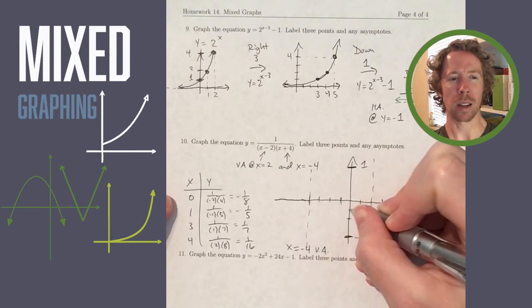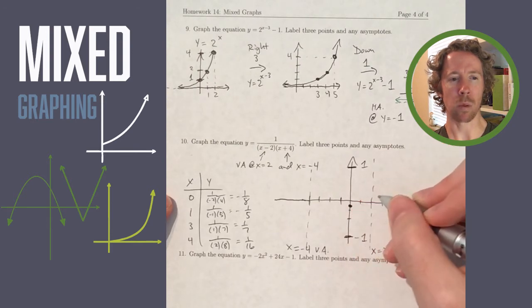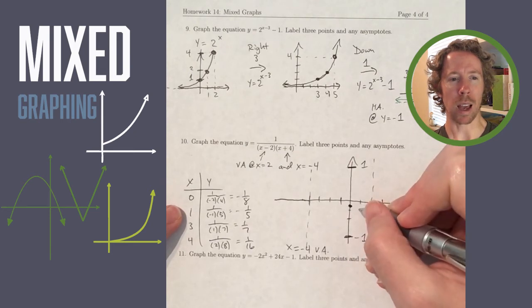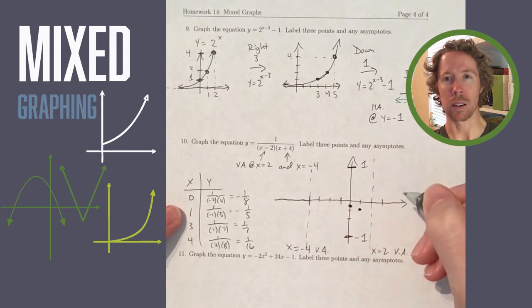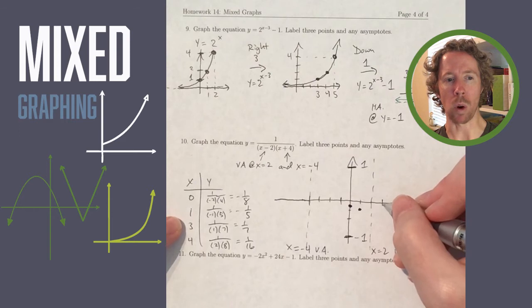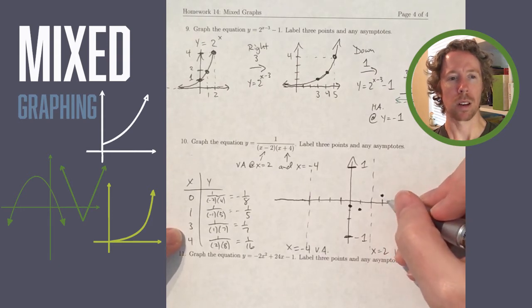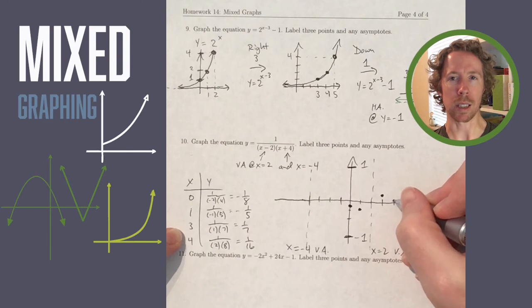And then I'm looking at negative 1/2 and then negative 1/4. And negative 1/8 is about half of negative 1/4. So I plotted the y-intercept and then the point 1 comma negative 1/5. And then the point 3 comma 1/7. And then 4 comma 1/16.